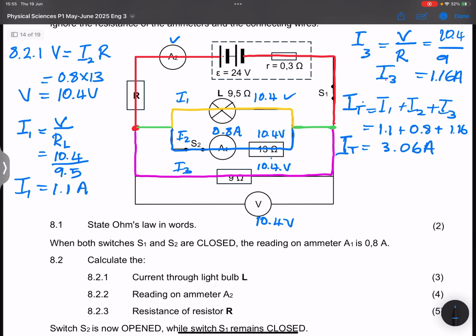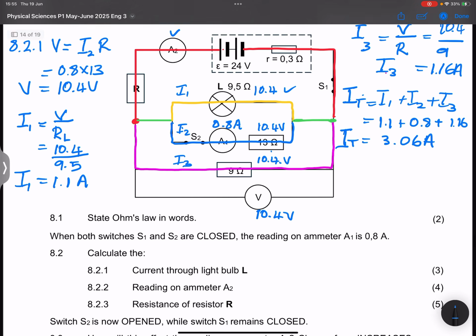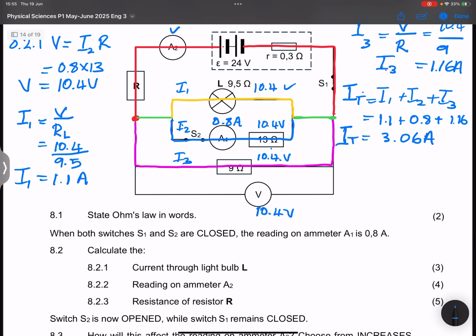Okay, as I said, another way that you could have done this is you could have found the effective resistance in parallel, and you know that the voltage across it would still be 10.4, and then you can find the total current in that way. And finally, well, not finally, but they say we must get the resistance of resistor R.